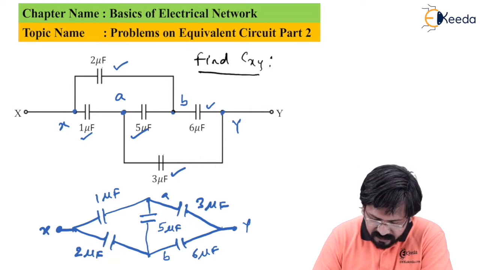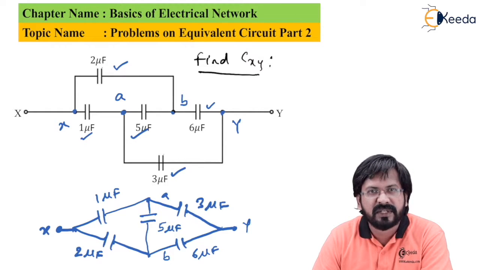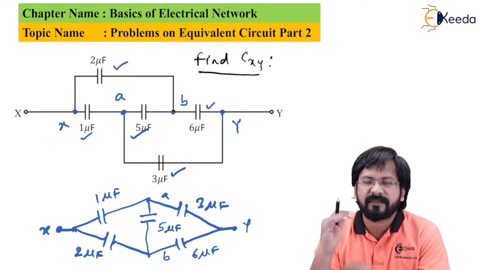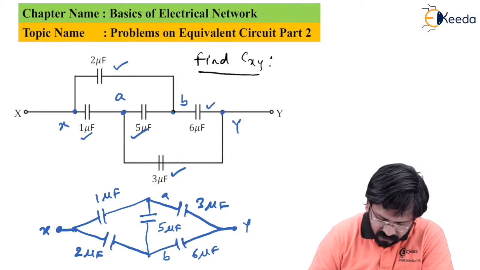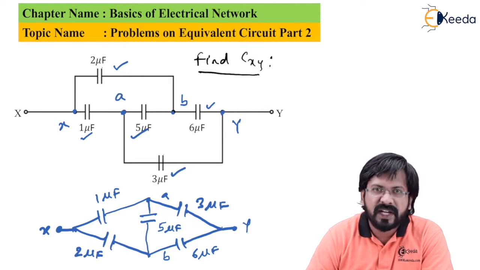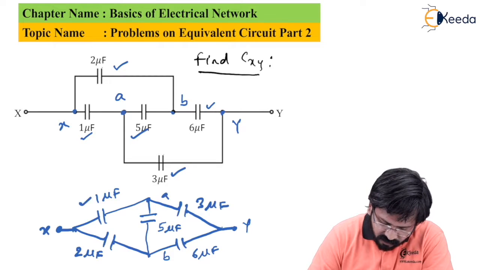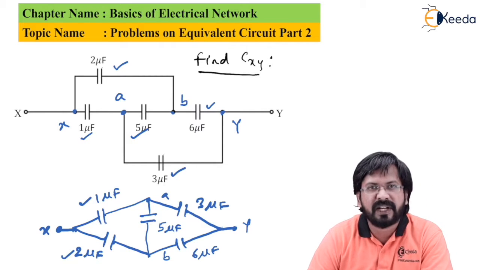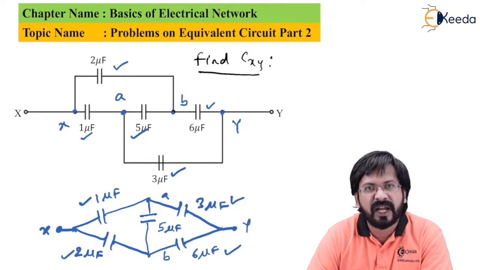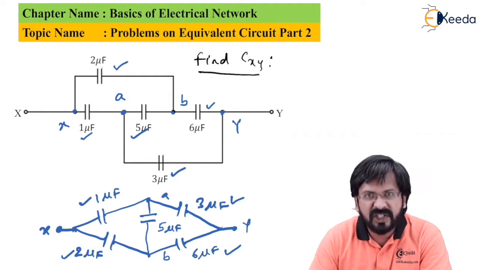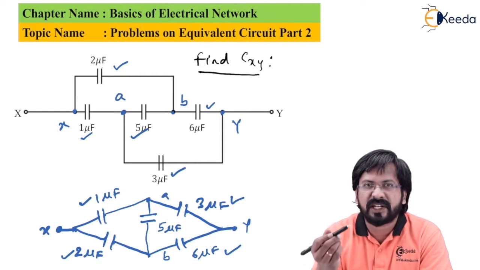Now, observe this. This is also forming a bridge. In most of the GATE problems, whenever it is forming a bridge, most of the times it is a balanced bridge. Check it out. You have to see the adjacent arms, which are 1 microfarad and 2 microfarad, having a ratio of 1/2. 3 microfarad and 6 microfarad will also have a ratio of 1/2. If such ratios are the same, the given bridge is said to be balanced.